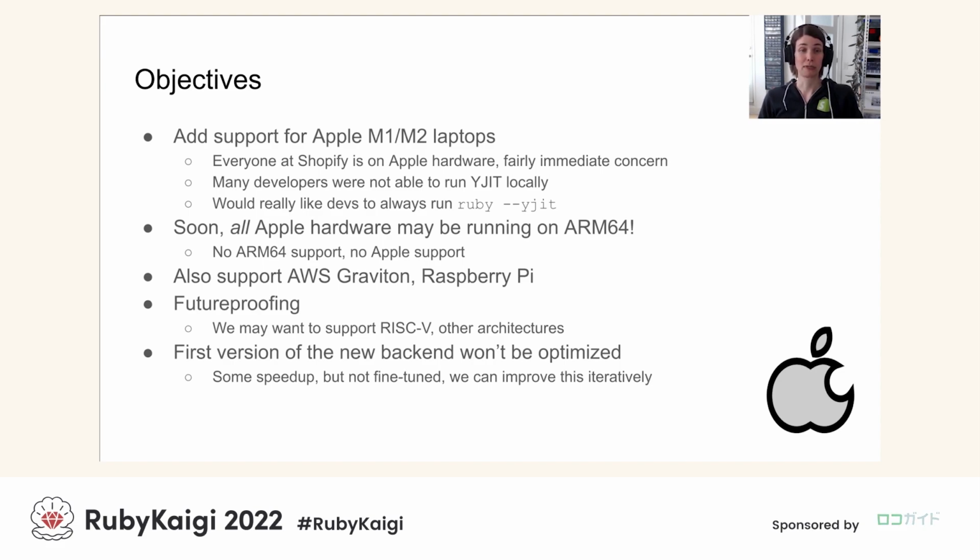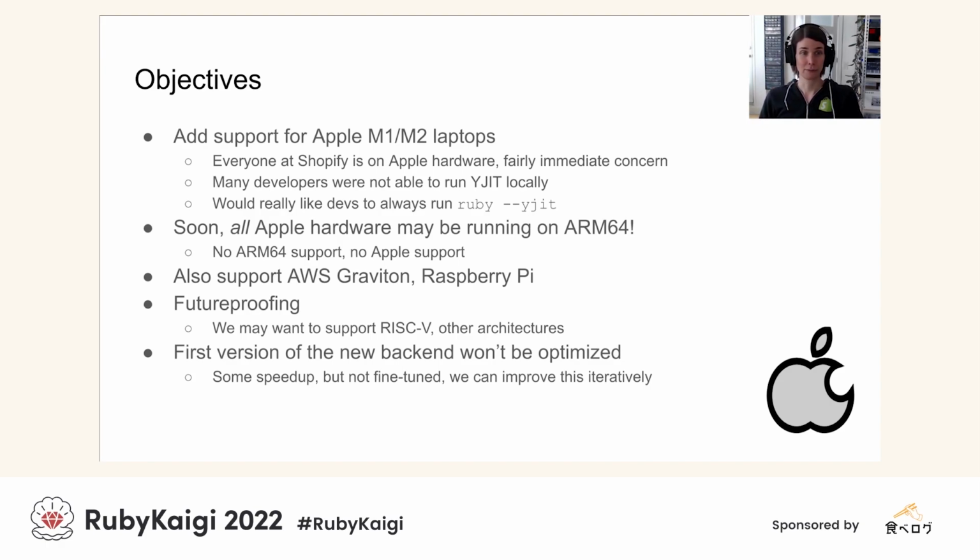And ideally, what we'd really like is for developers to be in the habit of always running Ruby with YJIT enabled. If we're in a situation where developers have to run Ruby without YJIT locally, but they have to remember when they're deploying that they have to run Ruby with --yjit, that's not really optimal. We'd like for it to be basically a no-brainer for developers to always run Ruby with YJIT enabled.